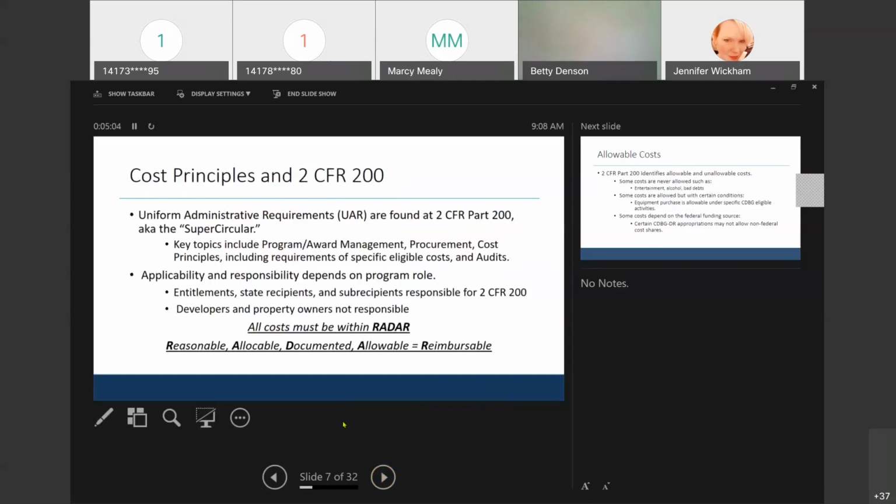The cost principles are governed by 2 CFR 200. This is a super circular that came about around 2014 that replaced other circulars that were previously used by the program. The key topics are things that we focus on as you start the process of building the budget for your projects. You're going to be thinking about program award and management, about the procurement that you will be performing to get these activities ready to go once you receive your award, if you do any of those through a pre-selection, a pre-award process, the cost principles, as we discussed before, and then any requirements.